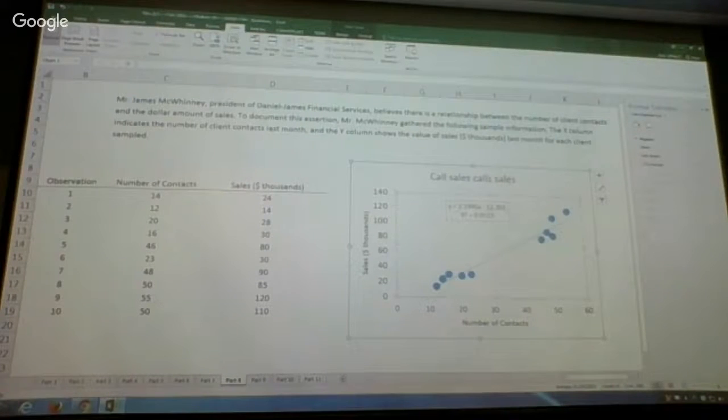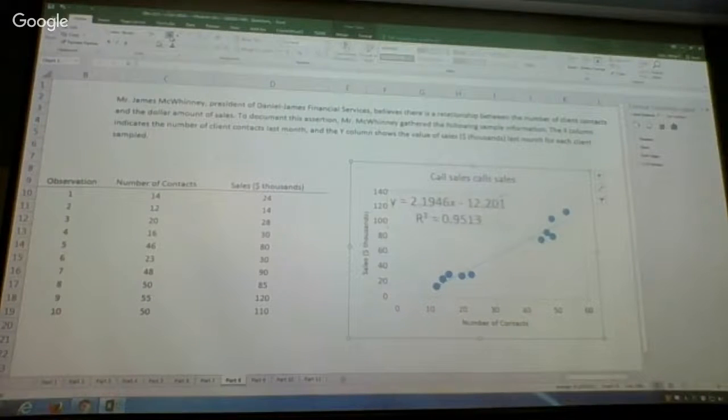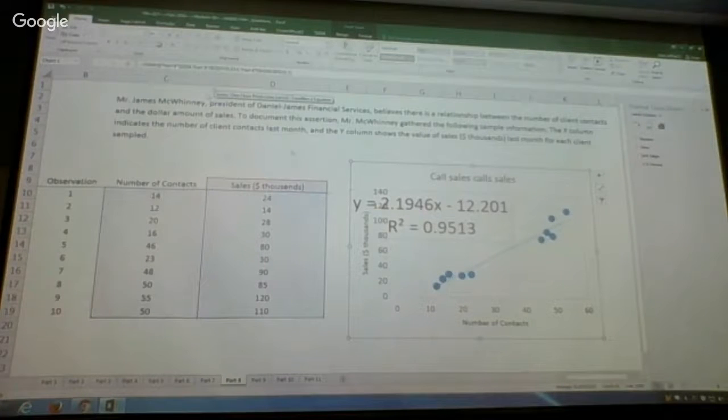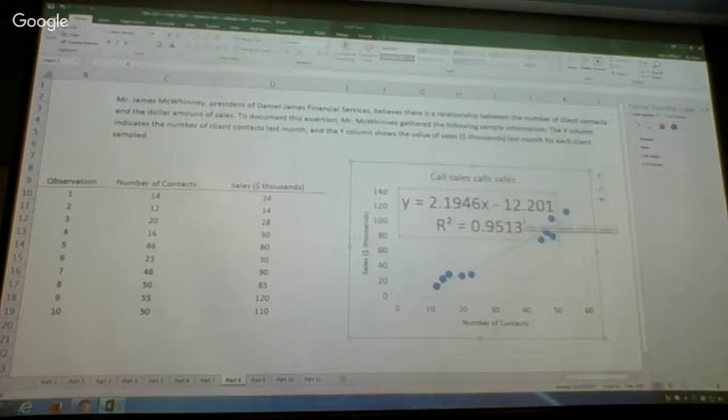But here we go. We've got an A value, we've got a B value, we've got an R squared value. We've got just about everything we need to answer 72 and so on. The B value is about 2.2. The A value is negative 12.2.